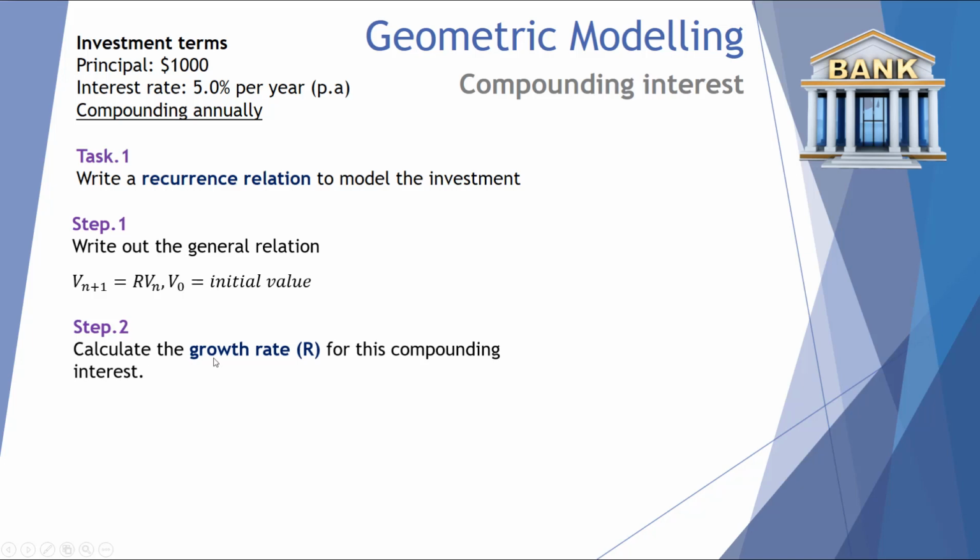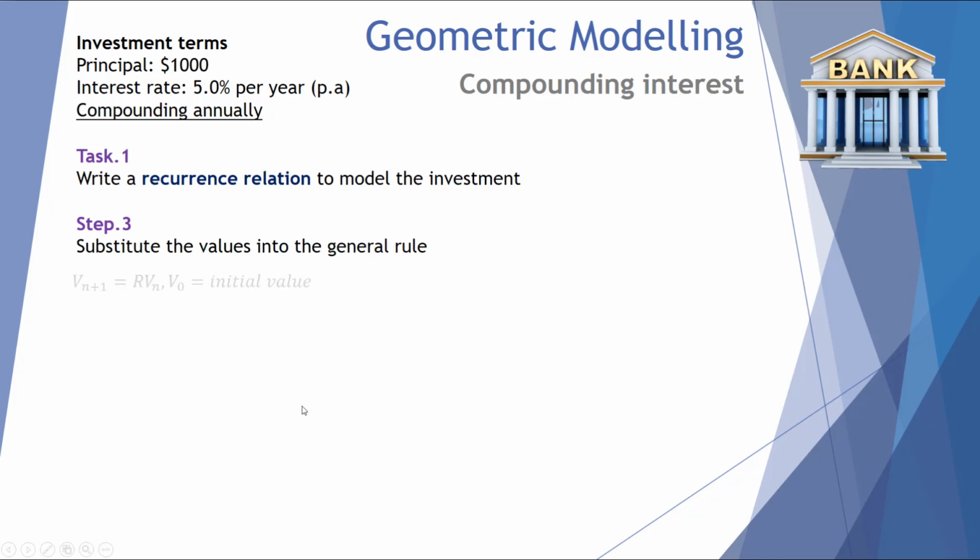So step 2, let's calculate the growth rate R for this compounding interest. The rate was 5% per annum, and we want to work out what this growth rate is. So here's our equation. We take our rate and our percentage, divide it by 100, and add it to 1. So what was 5% generates a growth rate of 1.05. The 5 over 100 effectively moves the decimal place 2 to the left. So our growth rate for this particular recurrence is going to be 1.05.